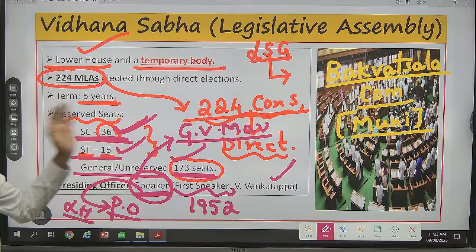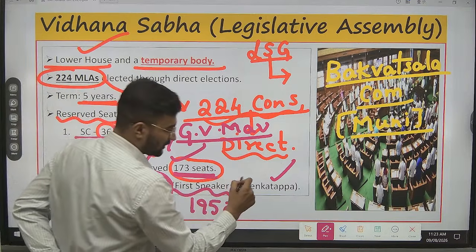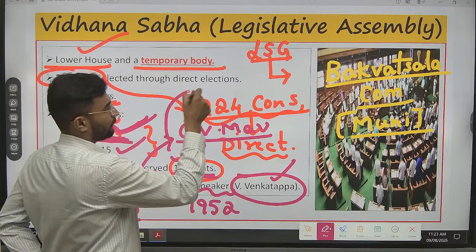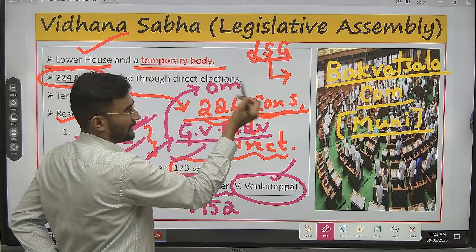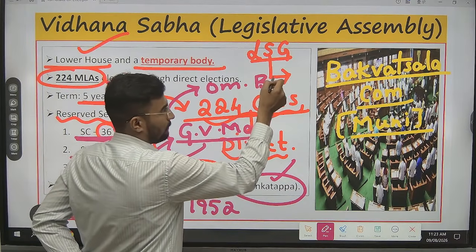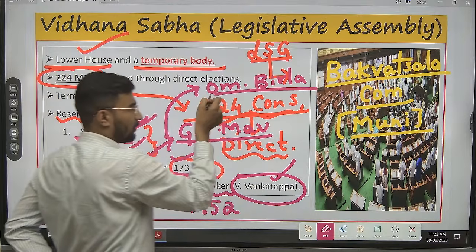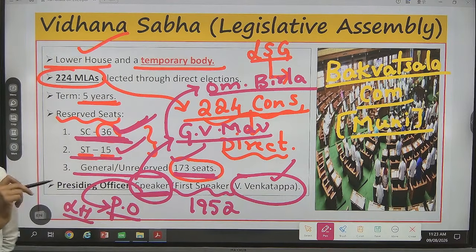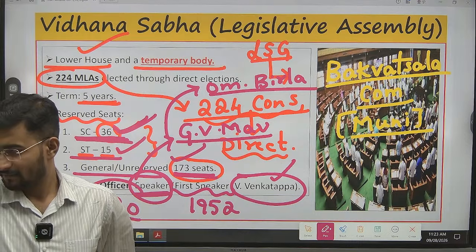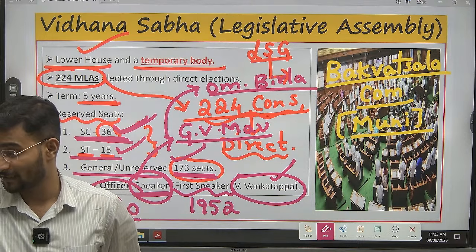You should also know who the present speaker is. The present speaker is Om Birla. And who is the present speaker of Karnataka?